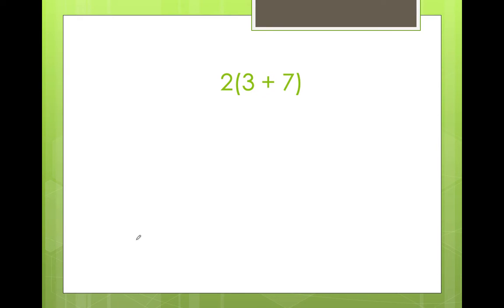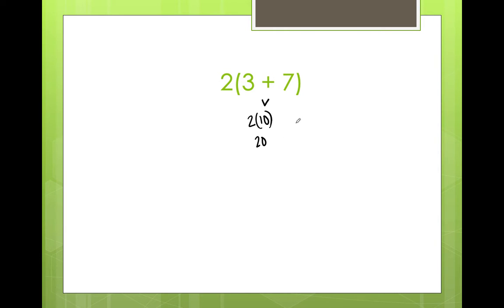Okay, before we get into what the distributive property is, I would like for you to simplify this expression. There are 2 ways you can actually simplify this expression. The one most of you probably did was use the order of operations. 3 plus 7 is 10. 2 times 10 is 20.